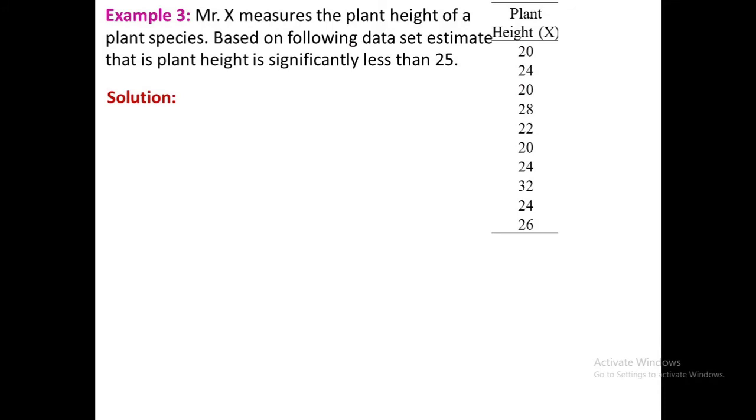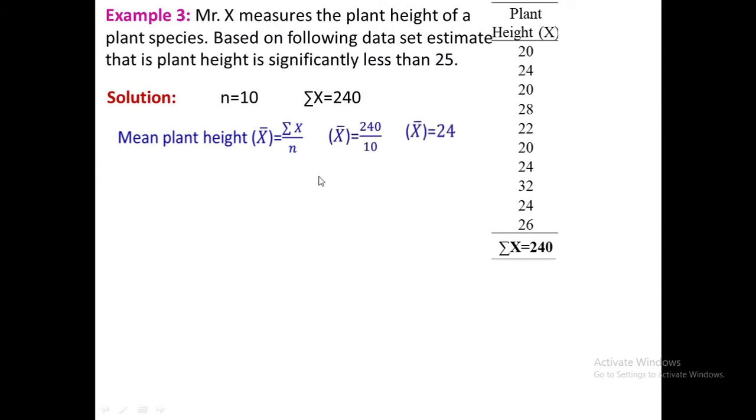Let's take one more example. Mr. X measures the plant height of a plant species. Based on the following data set, we have to estimate whether the plant height is significantly less than 25 or not. To solve it, first of all, we know that n is 10, summation x is 240, and the mean plant height will be summation x over n, which is equivalent to 24.